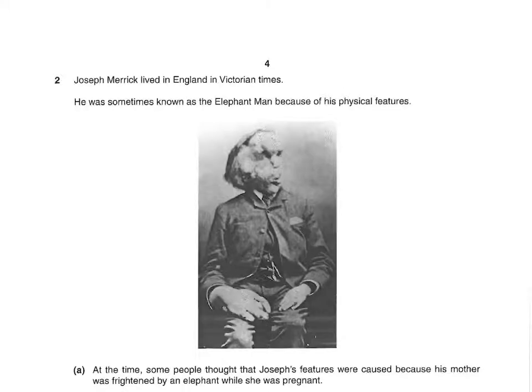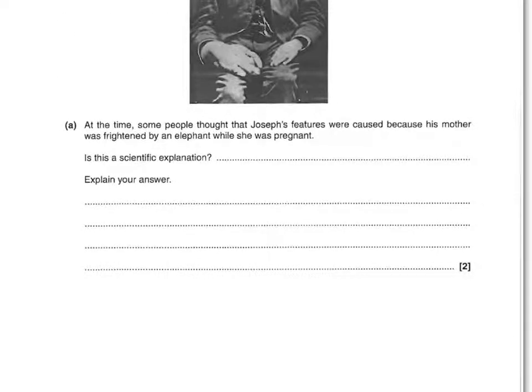Joseph Merrick lived in England in Victorian times. He was sometimes known as the Elephant Man because of his physical features. There he is. At the time, some people thought that Joseph's features were caused because his mother was frightened by an elephant while she was pregnant. Is this a scientific explanation? Well, that's no, but you don't get a mark for that no. You get a mark for these other points.